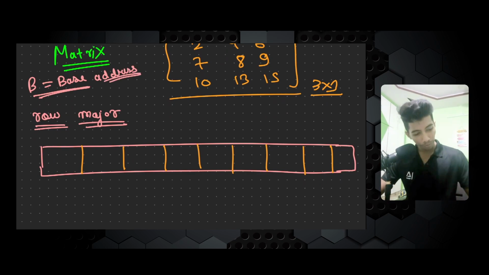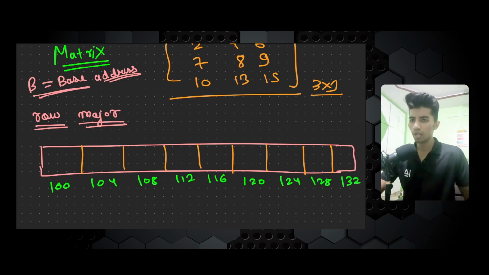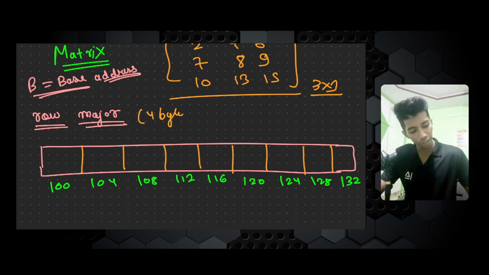Now my base address starts from 100. It is 104, 108, 112, 116, then 120, and it will be 124, 128, and 132. These are simple memory addresses. I just considered that 4 bytes contribute to 1 integer storage. So like this.